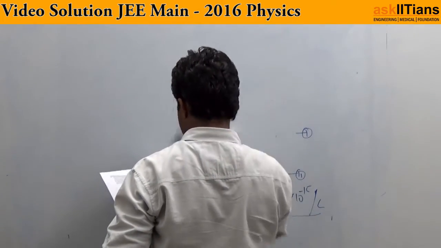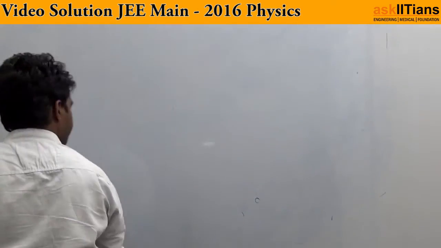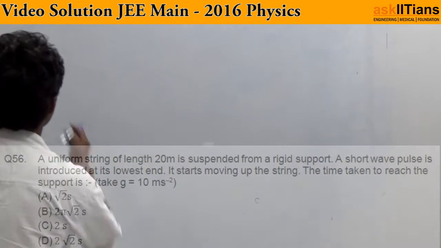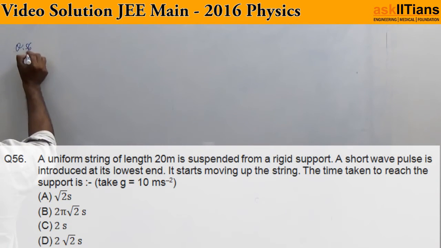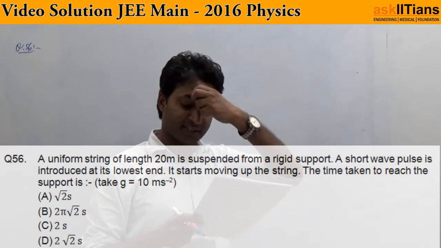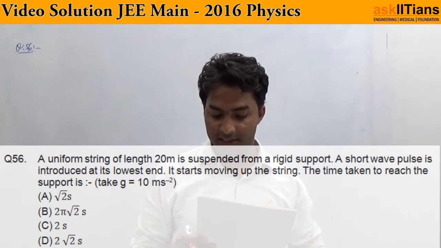Now we would like to discuss the next question, question number 56. In question 56, a uniform string of length 20 meter is suspended from a rigid support. A short wave pulse is introduced at its lower end.